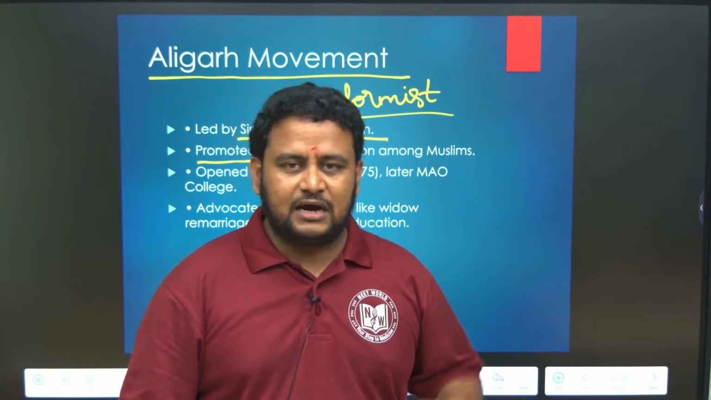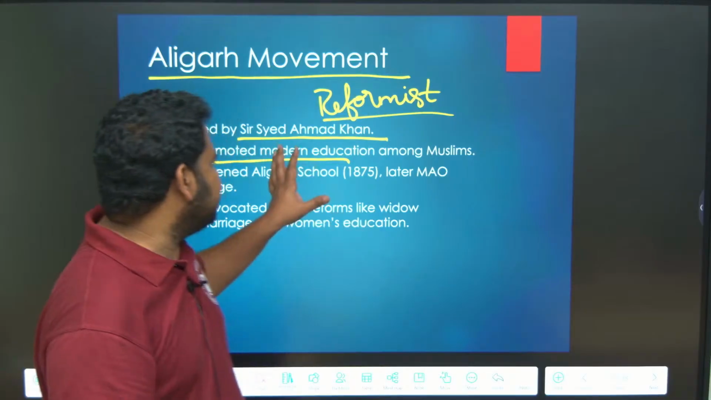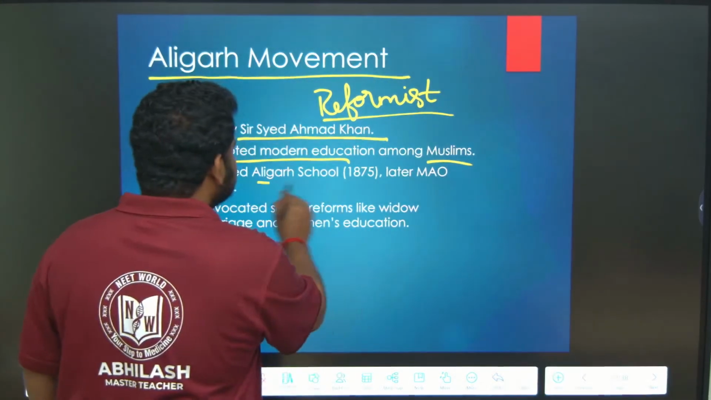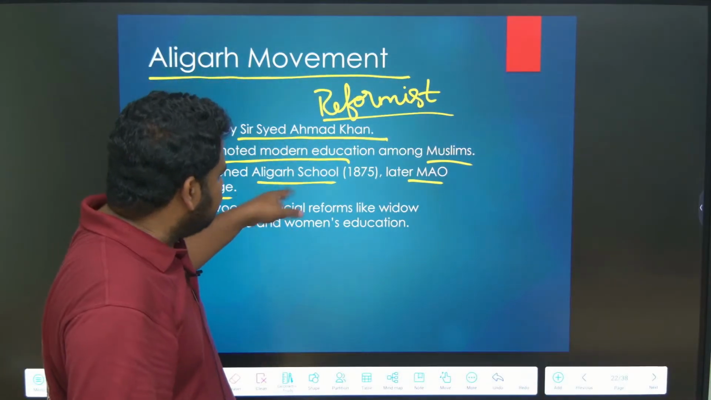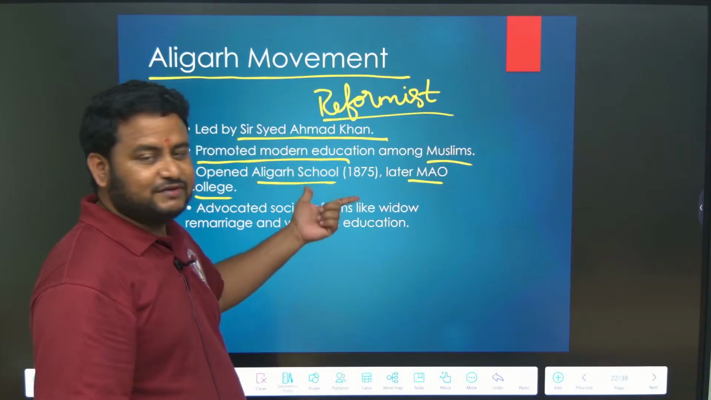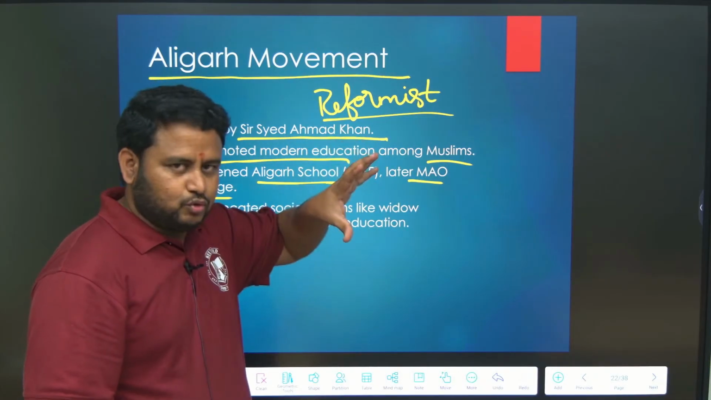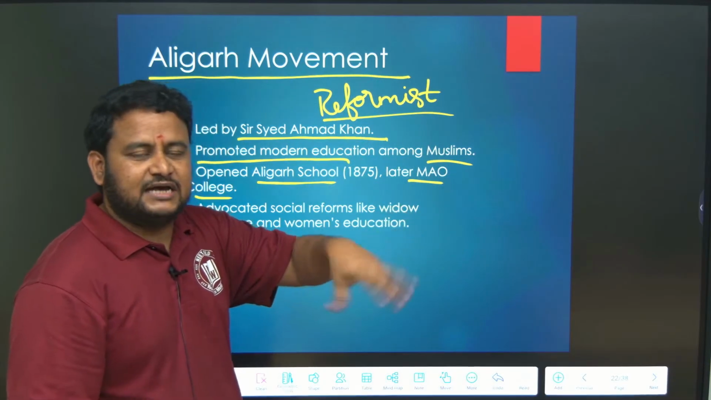Next, when it comes to the Aligarh movement, it was founded by Sir Syed Ahmad Khan, who promoted modern education among Muslims. He opened Aligarh school in 1875, later the Mohammedan Anglo school. So Aligarh school was founded in 1875, and later became Aligarh Muslim University. From school it became Aligarh Muslim University.